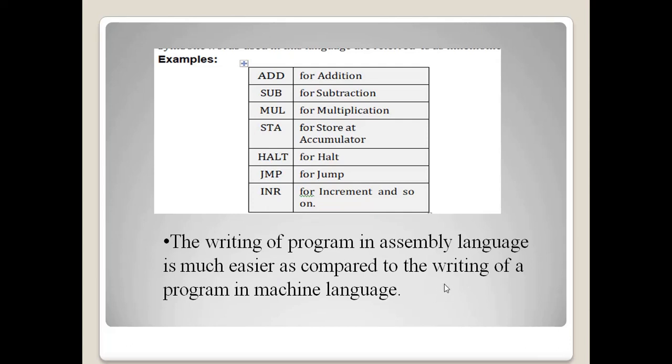The writing of programs in assembly language is much easier as compared to machine language, because of these mnemonics. Whereas in machine language, we use only zeros and ones, and it is difficult to differentiate between the instructions. To overcome that problem, computer engineers introduced assembly language, in which we use mnemonics, which are easy to understand.